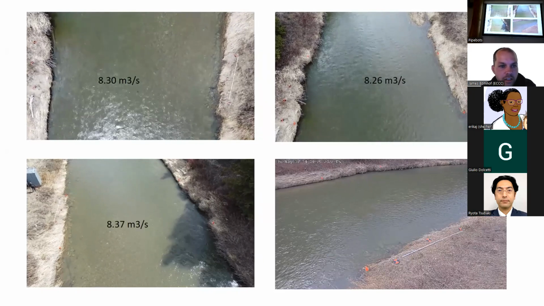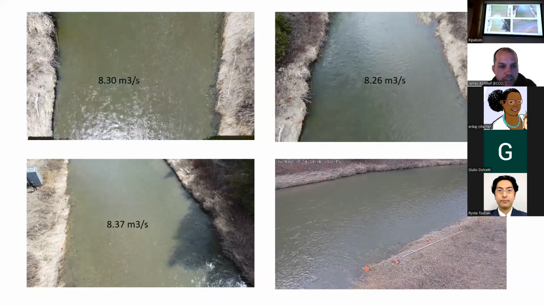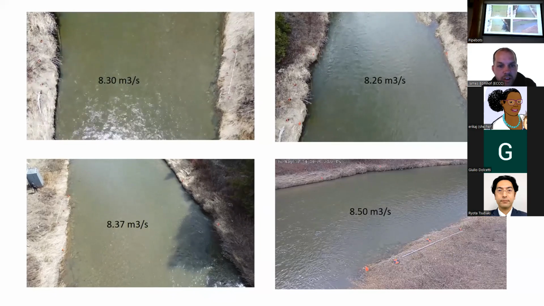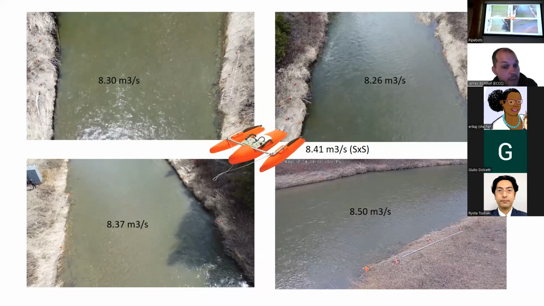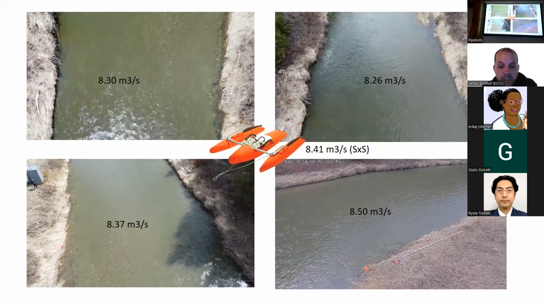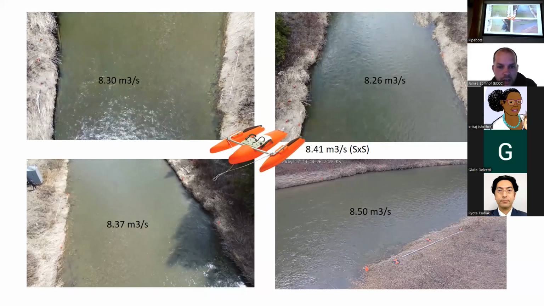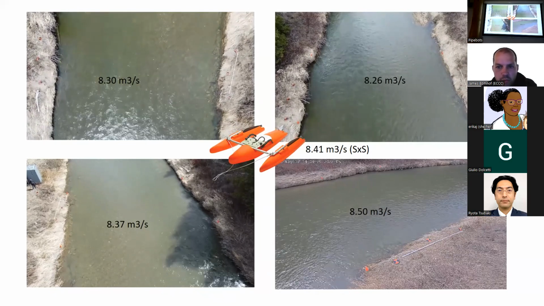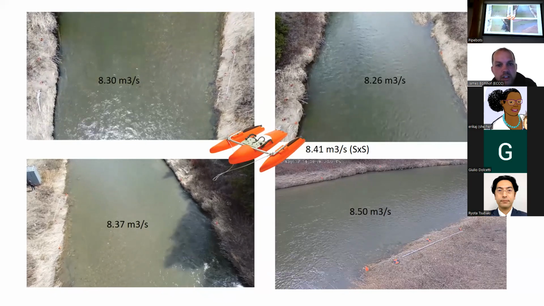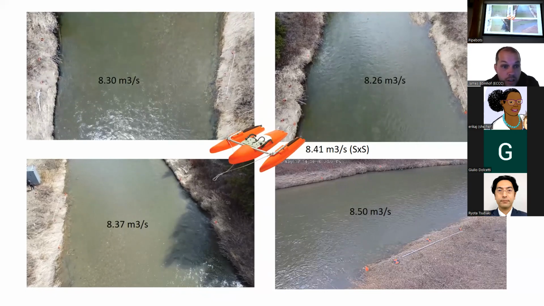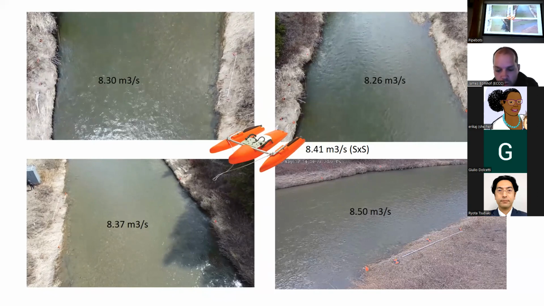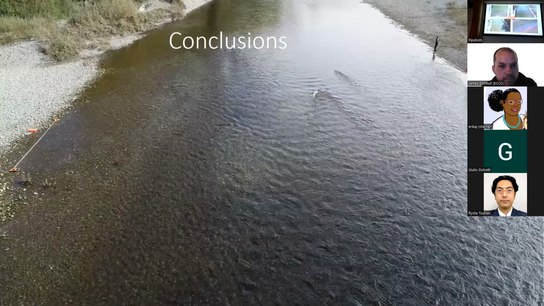These are the discharges: 8.3, 8.26, 8.37, and 8.5. And the side-by-side ADCP measurement was 8.41. So basically all these measurements are less than 2% error, which is great. This is a case where perspective didn't matter, and they all worked out really well.